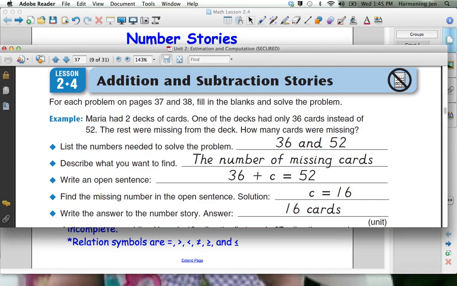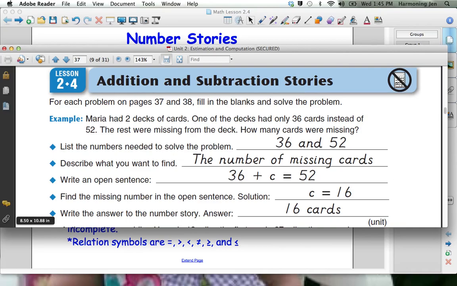For example, we know that if we should have 52 cards, we only have 36. How many are left missing? So we could think 52 minus 36 equals C. Either way is a correct open sentence.